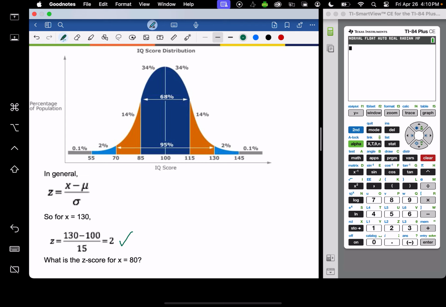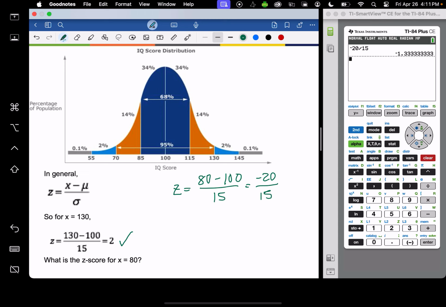So let's follow that process again to find the z-score for x equals 80. Z would be 80 minus 100 divided by 15. So that's going to be -20 divided by 15. Enter. And I'm just going to point out to you that this negative button here is different than the minus button. If you use the minus button, it thinks that you want to do the previous answer minus something. So don't use that minus button. Use this minus button for a negative number.